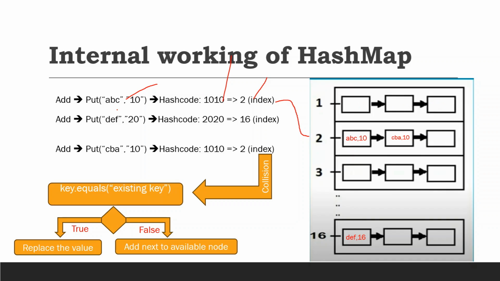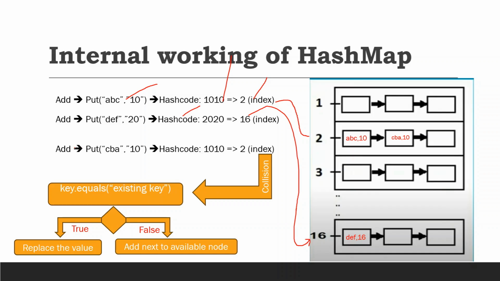So let's add the second element, which is def and 20. In this case, it is going to generate the 2020 hash code with the help of HashMap. With the help of the hash code, it will generate the index. So we got index 16 now. Then the JVM will go and store it at the 16th place in the bucket. So now we have stored it here.